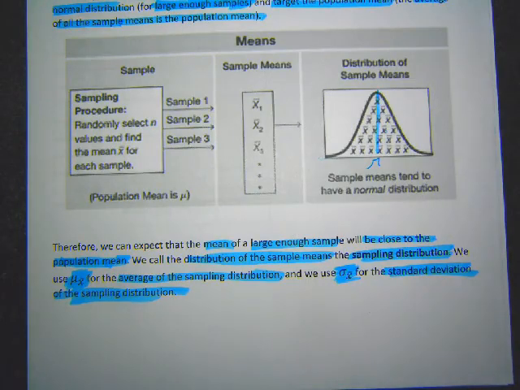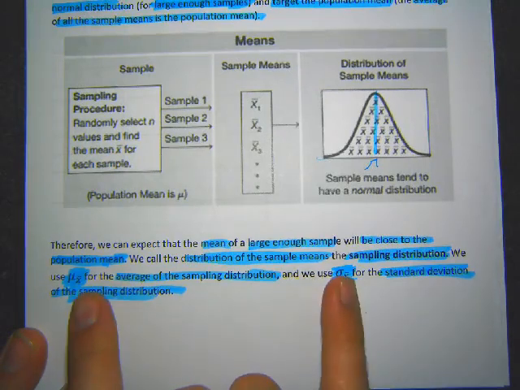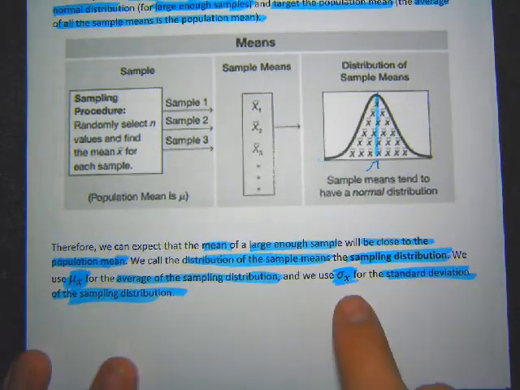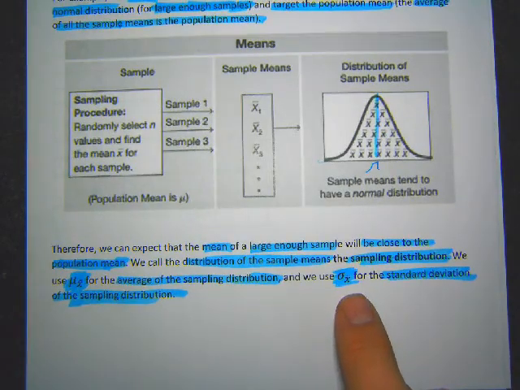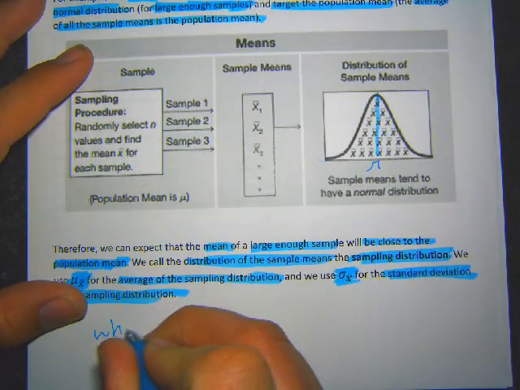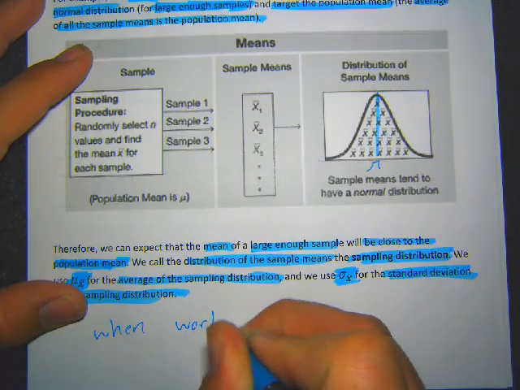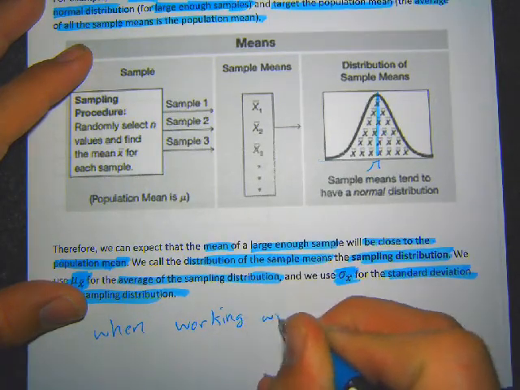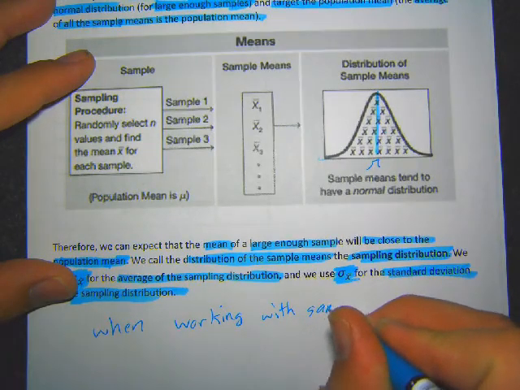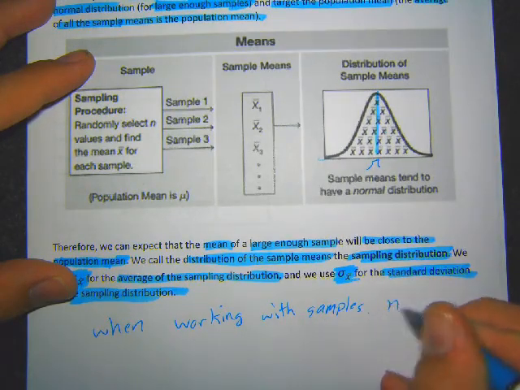Well, when we're working with multiple people in a sample, then we're going to be using the mean for the samples and the standard deviation for the samples, not just the mean for the entire group and the standard deviation for the entire group, because we're not looking at everybody individually. So, when working with samples, the sample size n is going to be bigger than 1. There's more than one person, so n is bigger than 1.